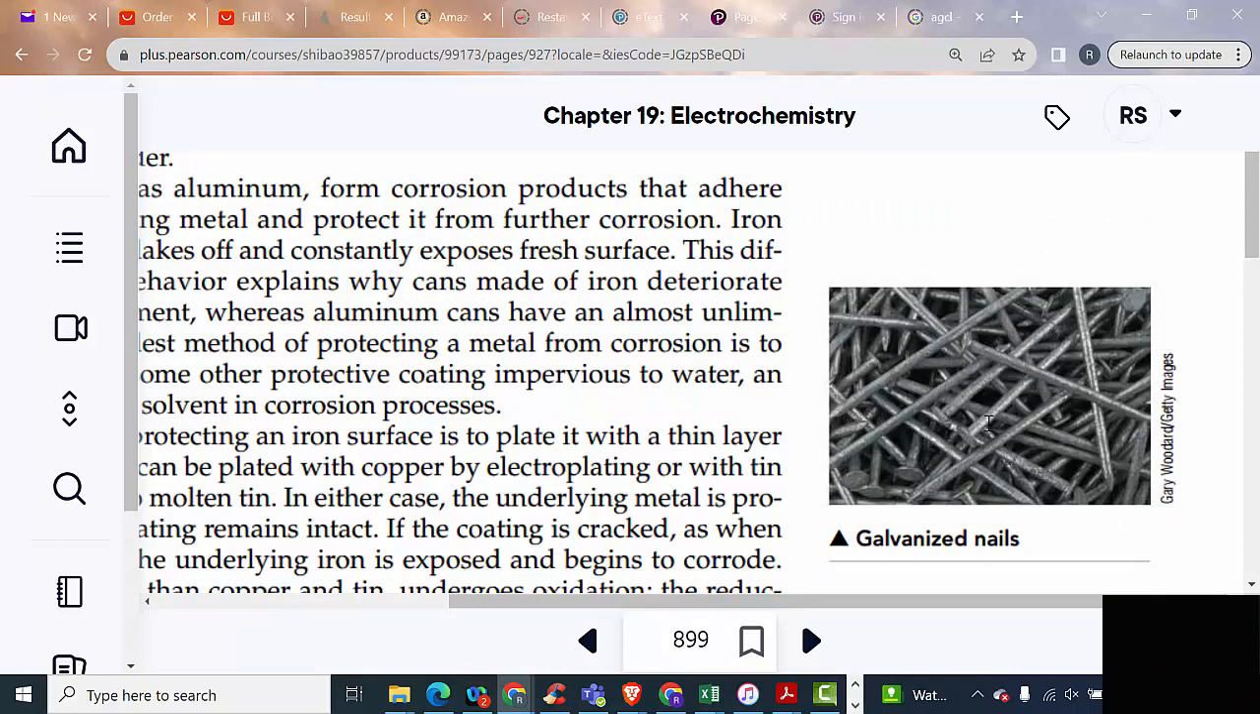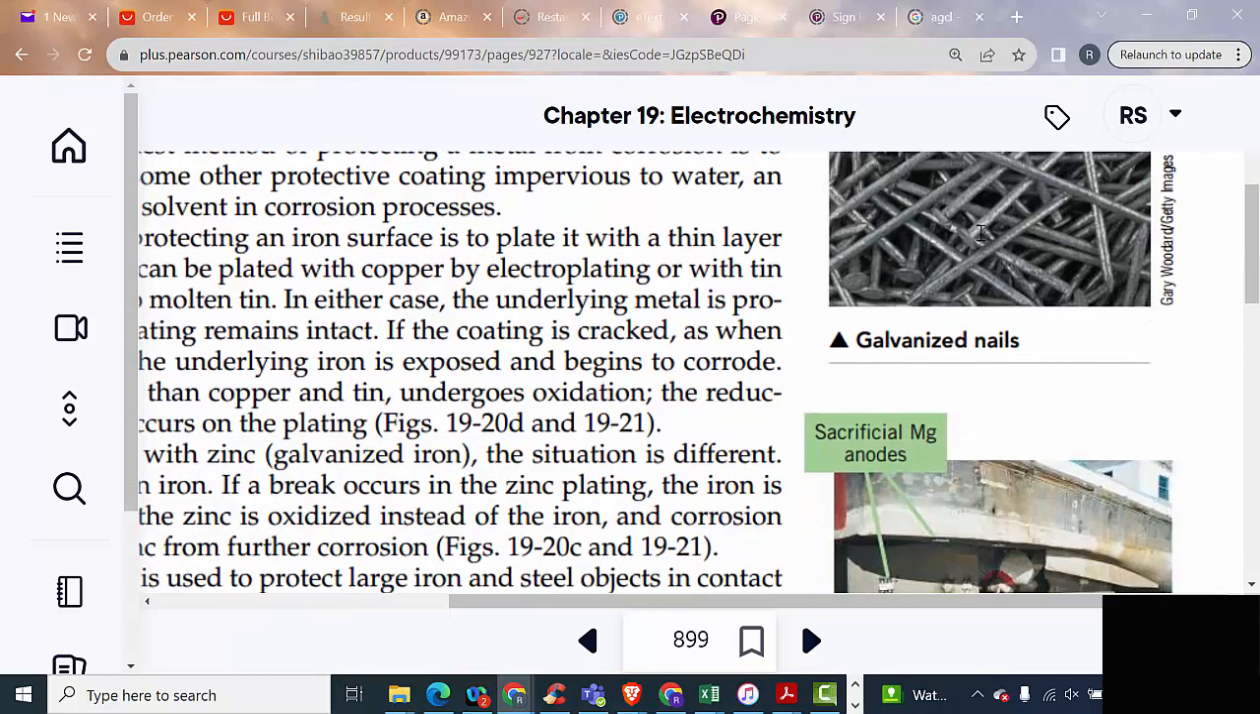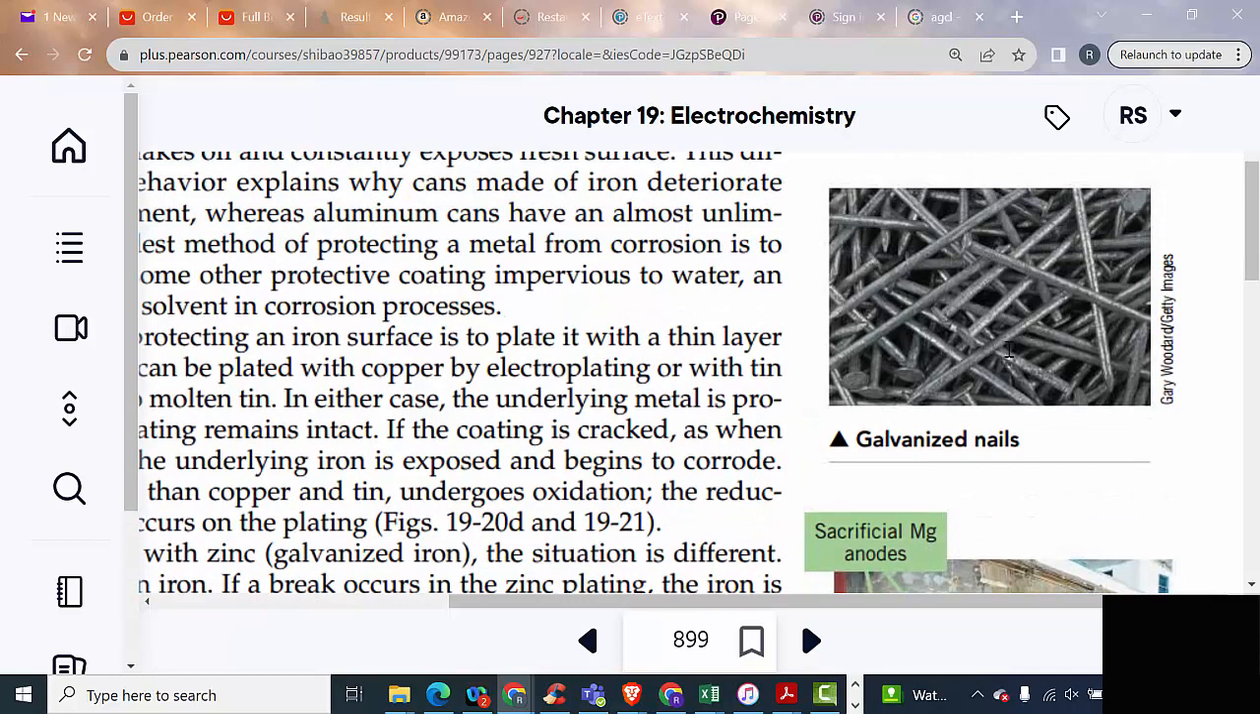This is galvanized nails with a zinc coating on there. It doesn't matter if there's a scratch or nick here. It's no big deal. If there's a scratch or nick here, this is not a protective coating. This is a sacrificial coating.